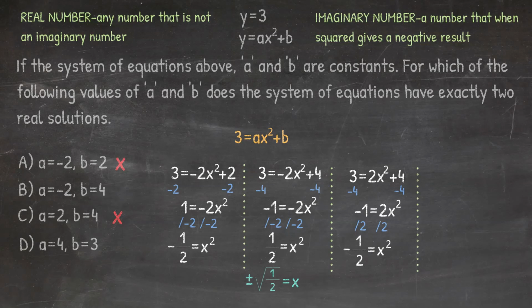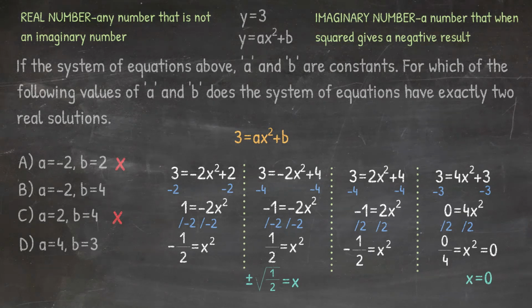And for answer choice D, with a equaling 4 and b equaling 3, when we do the math, our x squared results in 0. In this case, we have a real solution of 0, but our problem asks us which one has exactly two real solutions. And answer choice B is our final answer.